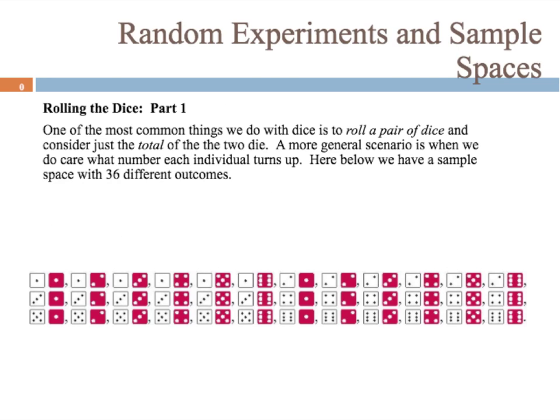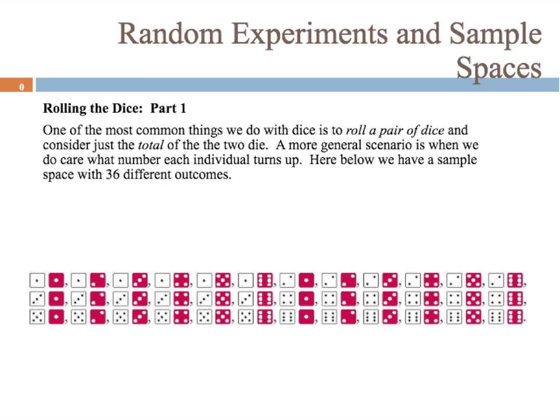Another example here, rolling dice. This is a very common thing that we can relate to probability. So usually when we roll a pair of dice, we're just concerned with the total number that it lands up on, but we're going to treat these dice as separate things, so we're actually going to list out all 36 different outcomes.